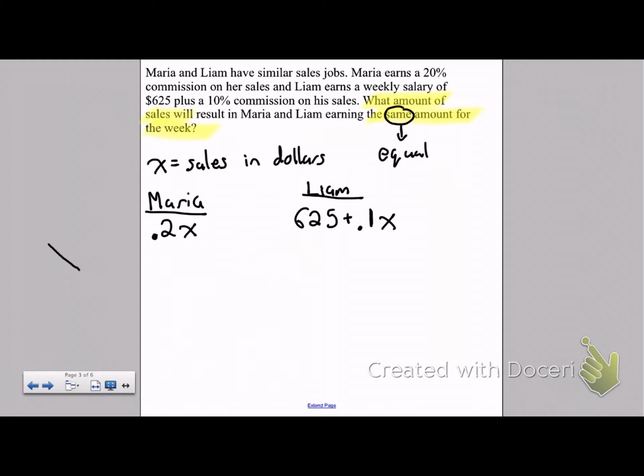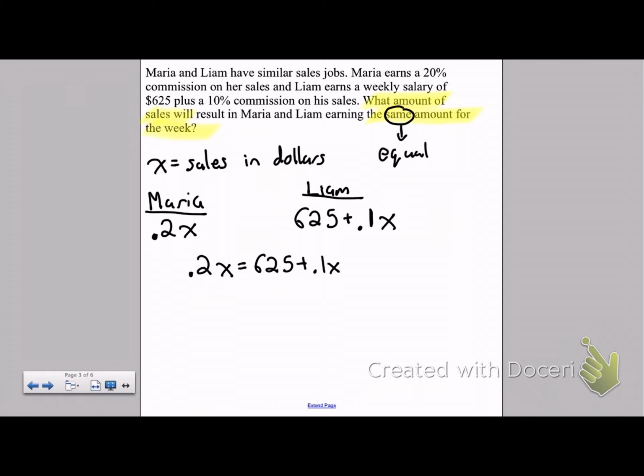If I need to know what amount of sales will make these be the same, which means equal, so I'm going to set them equal to each other. 0.2x equals 625 plus 0.1x. I'm going to look to see if there's any like terms on the left hand side. 0.2x, nothing like terms. On the right hand side, I have 625 and 0.1x. They are not like terms.